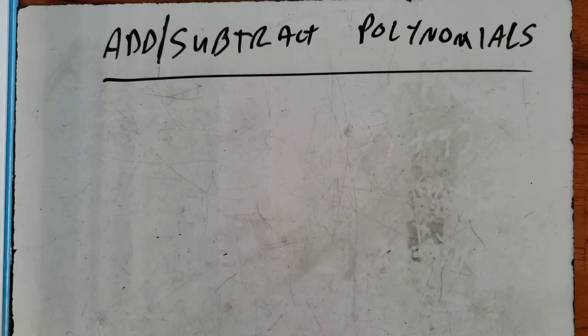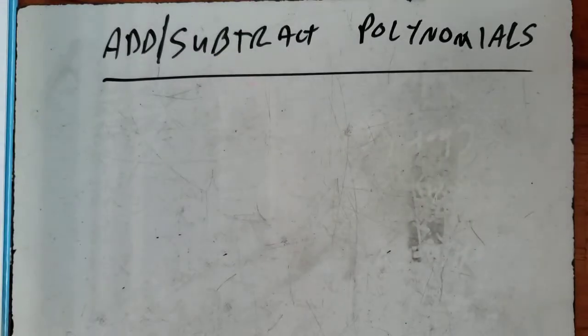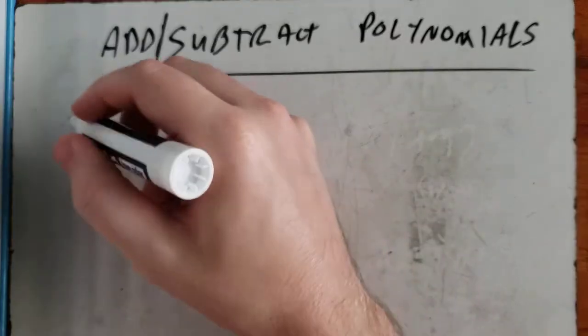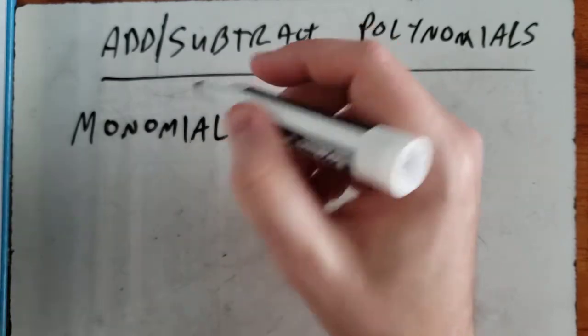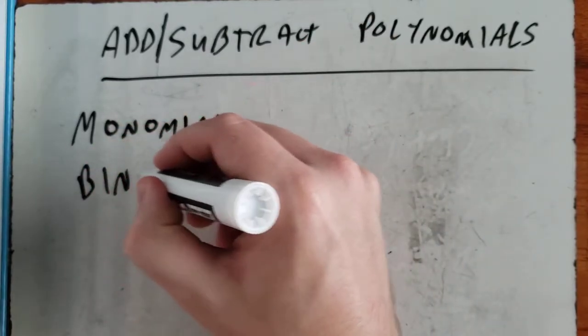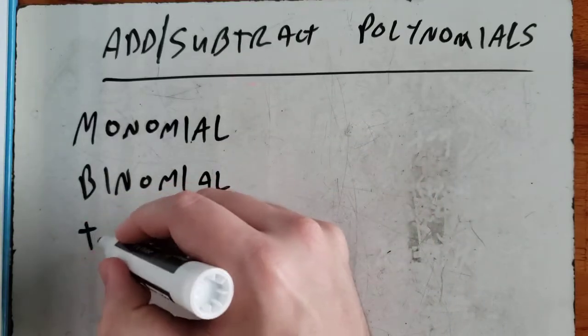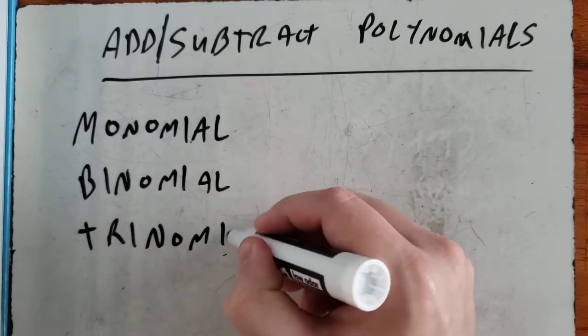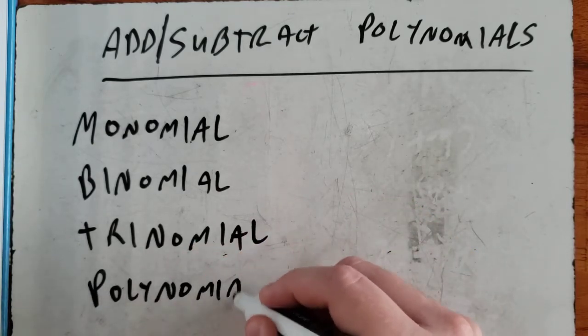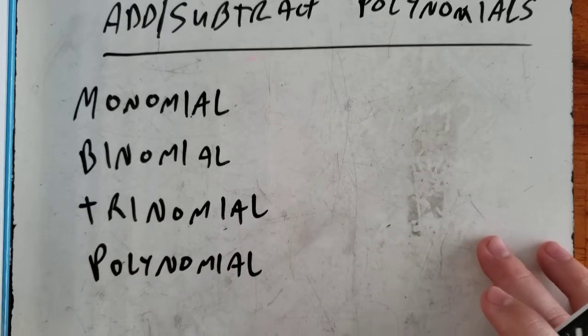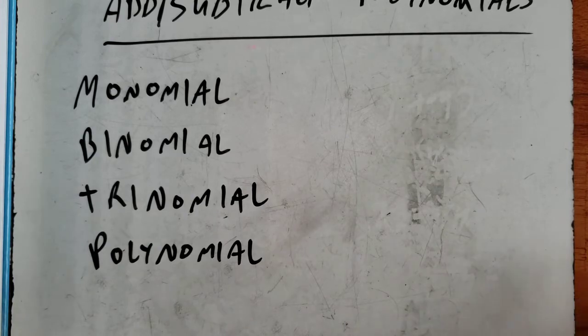All right, today's topic is about adding and subtracting polynomials, okay? Now, before we get to the actual adding and subtracting, the first thing we have to do is learn some terms. There's a few terms you're going to be working with: monomial, binomial, trinomial, polynomial. Okay, so I'll just give you some examples of each one so you know what they look like.